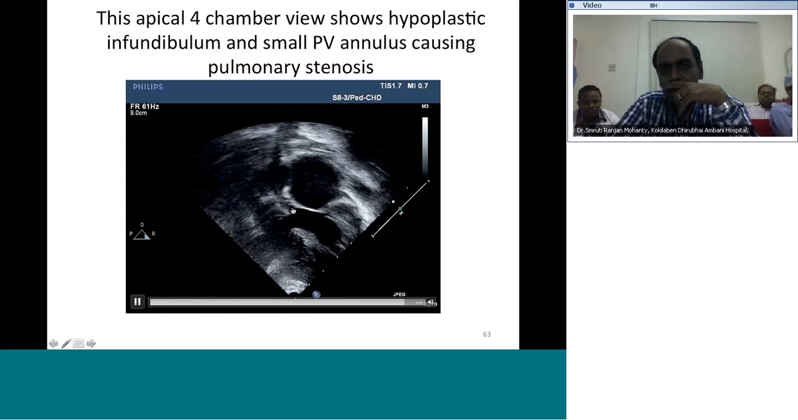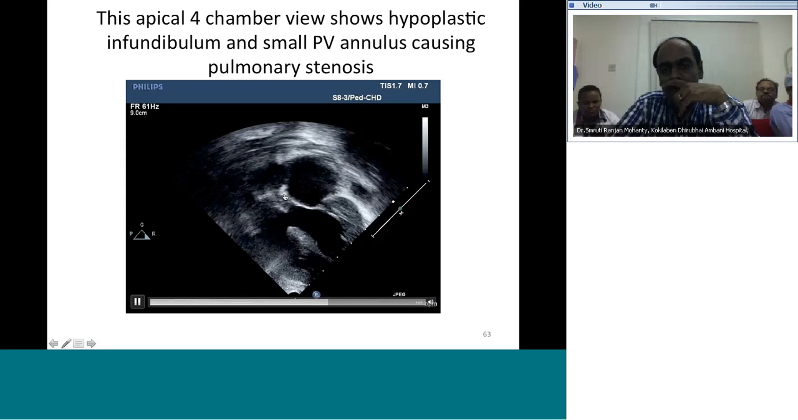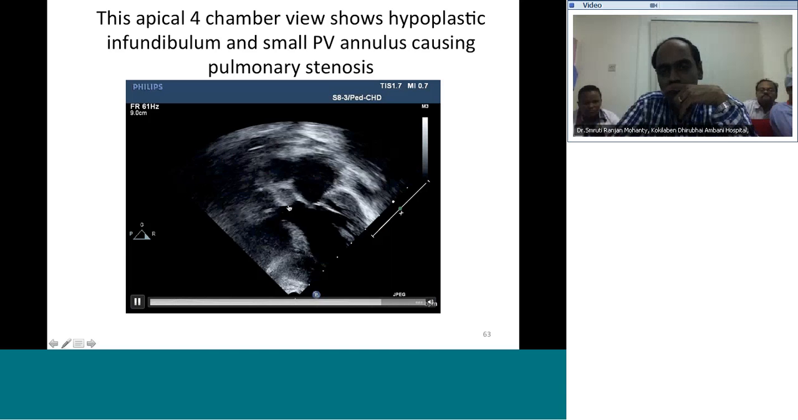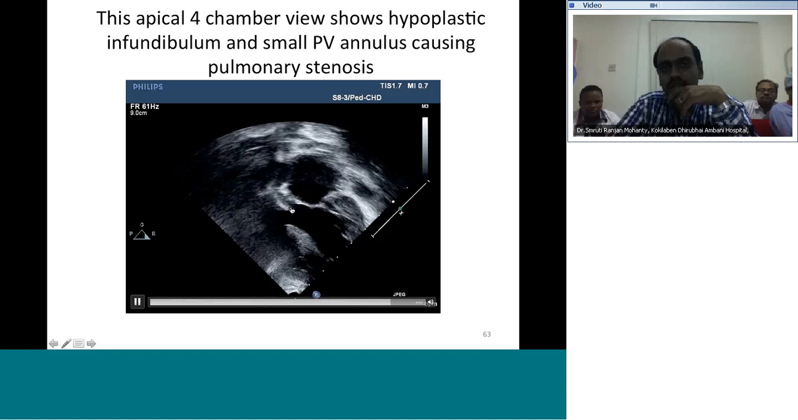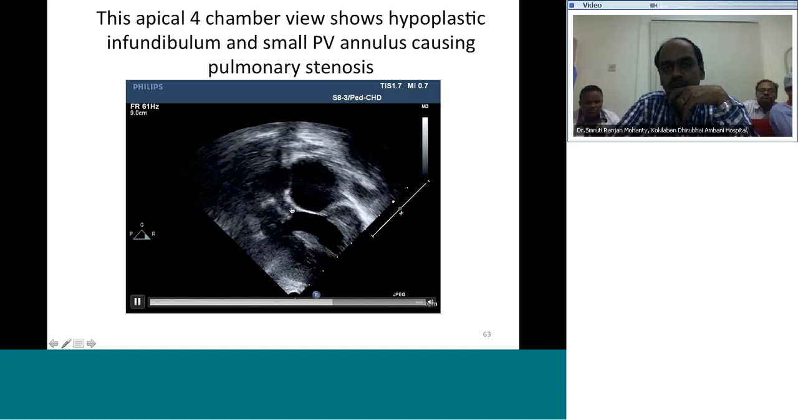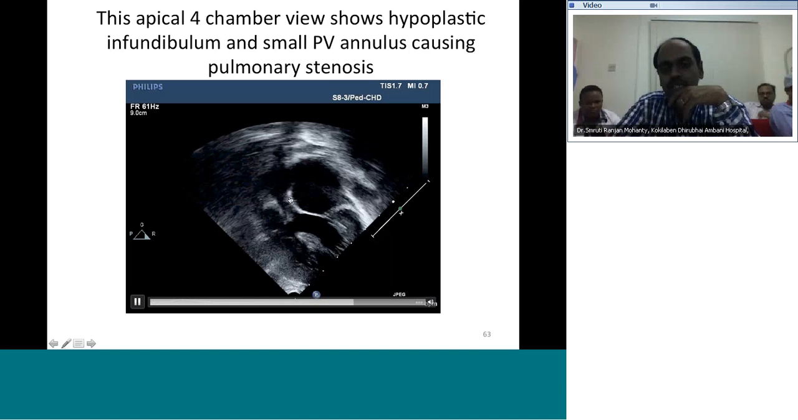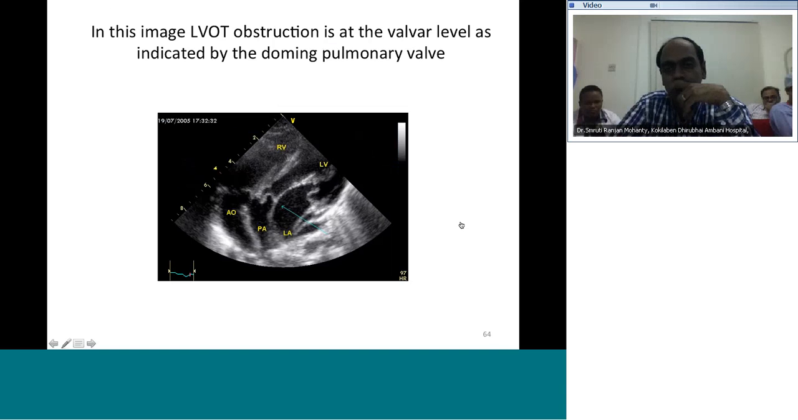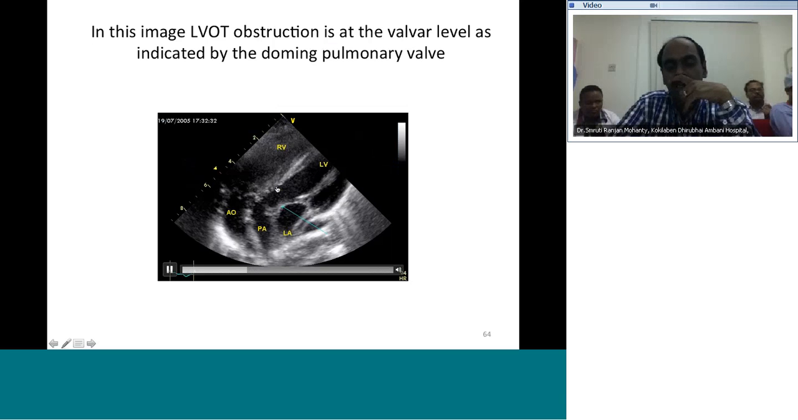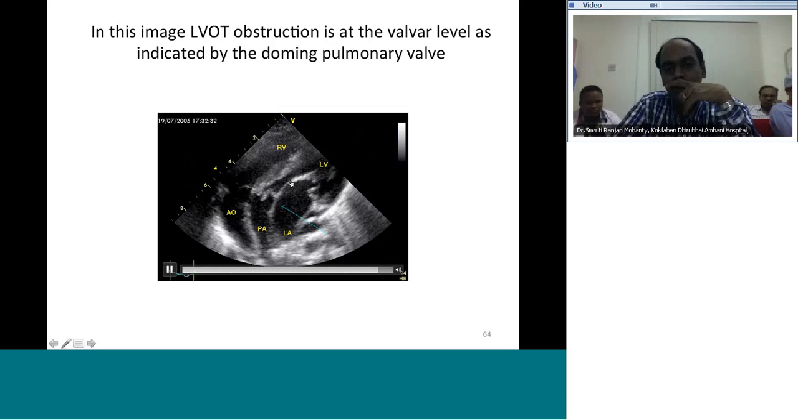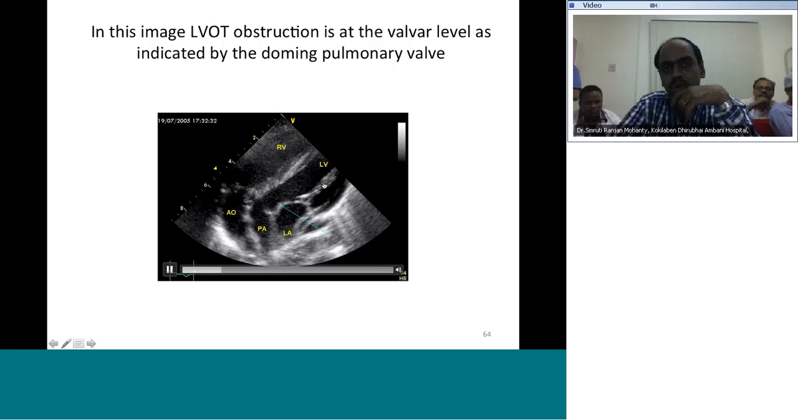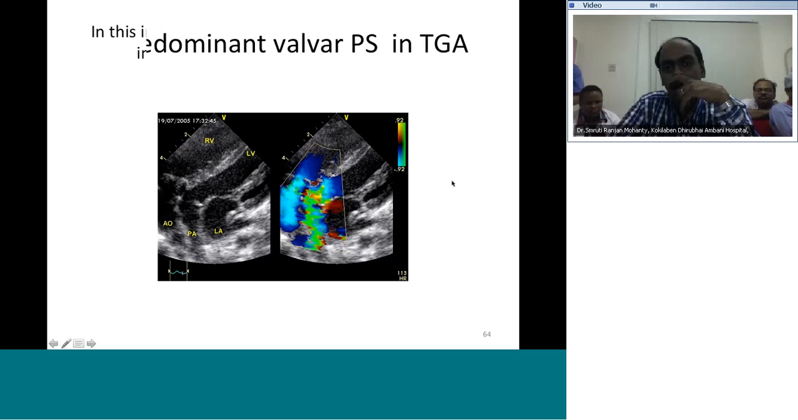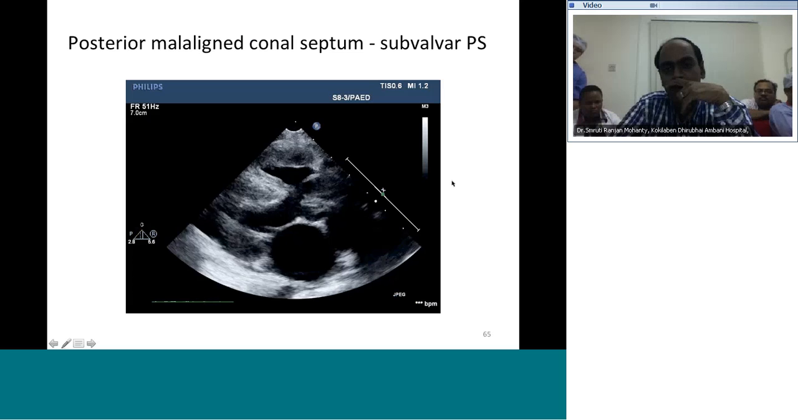This is a patient who is having a TGA with a pulmonary stenosis with a VSD. The pulmonary valve is small. The subpulmonary area is also small. So this is an annular pulmonary stenosis, valvular pulmonary stenosis with an infundibular pulmonary stenosis. And this is isolated valvular pulmonary stenosis. This is left ventricle giving pulmonary artery, isolated valvular pulmonary stenosis, doming pulmonary valve. And this is an isolated valvular pulmonary stenosis.